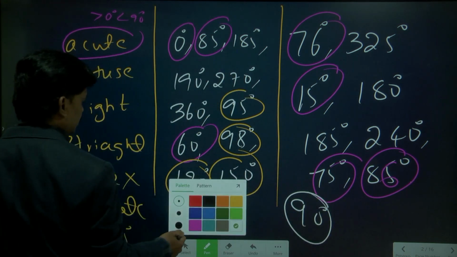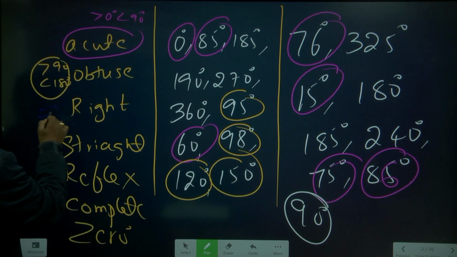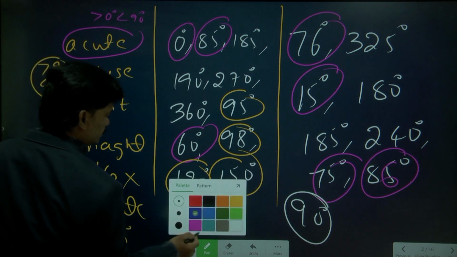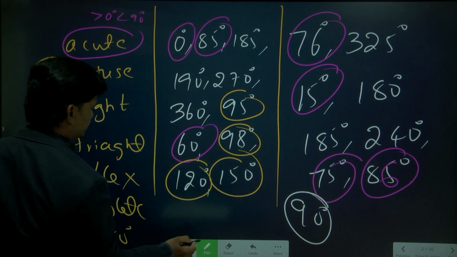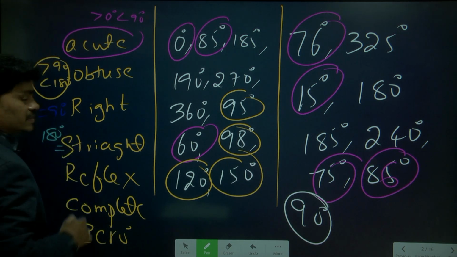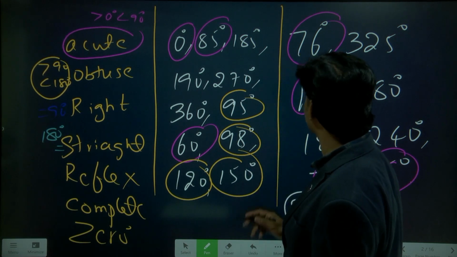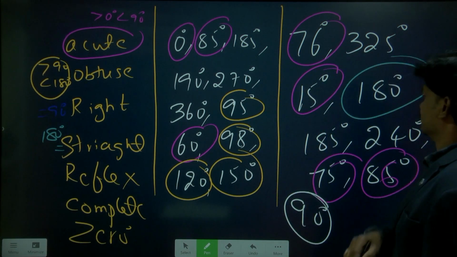This is that. And then next, right angle is equal to 90 degrees. Next we go with straight angle, which is equal to 180 degrees. Where is exactly 180 degrees? Yes, it is 180.